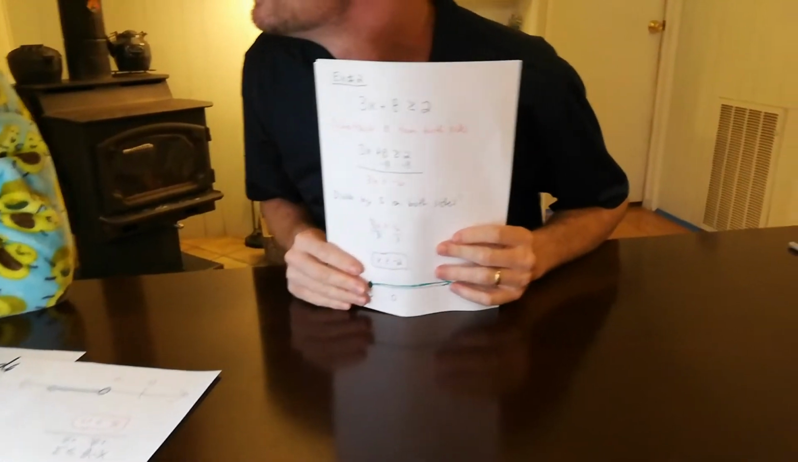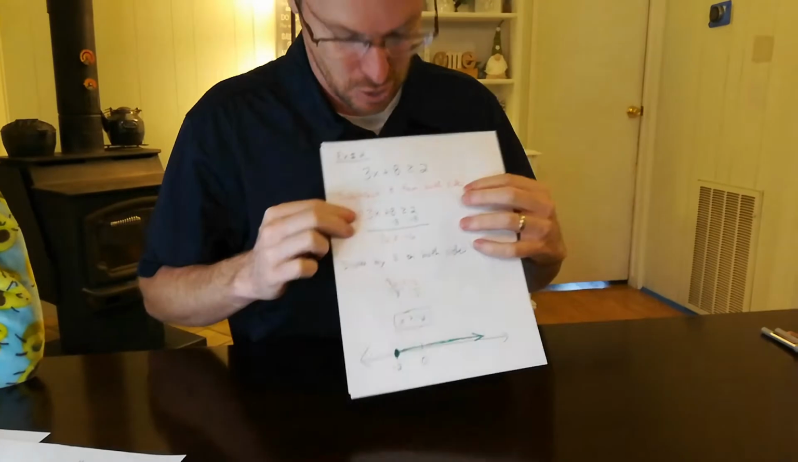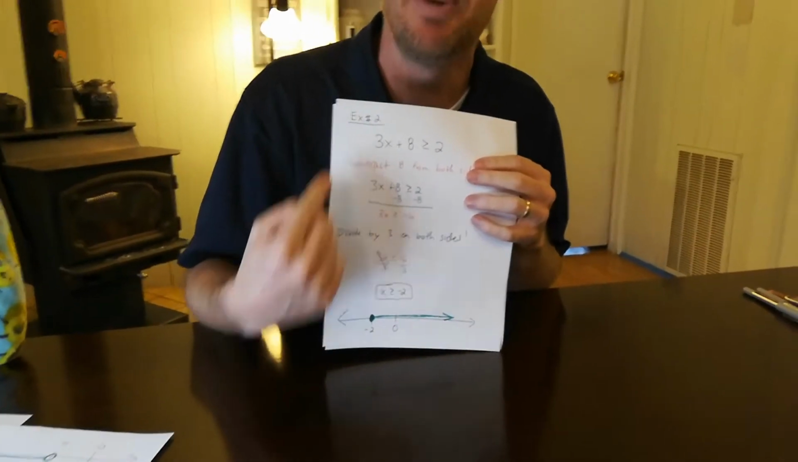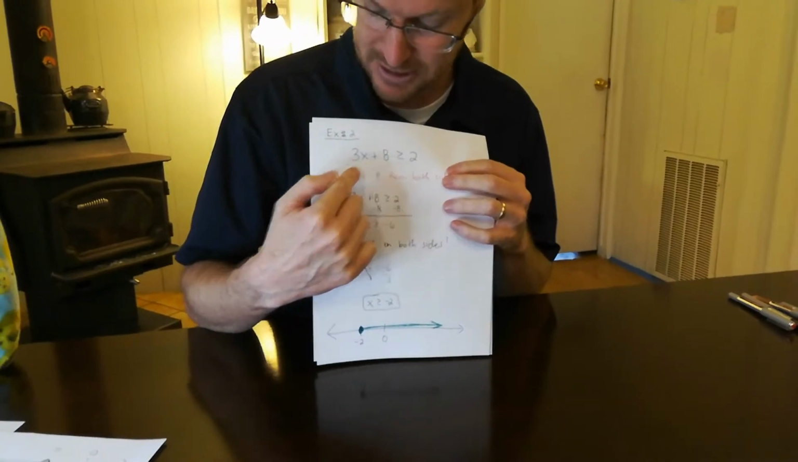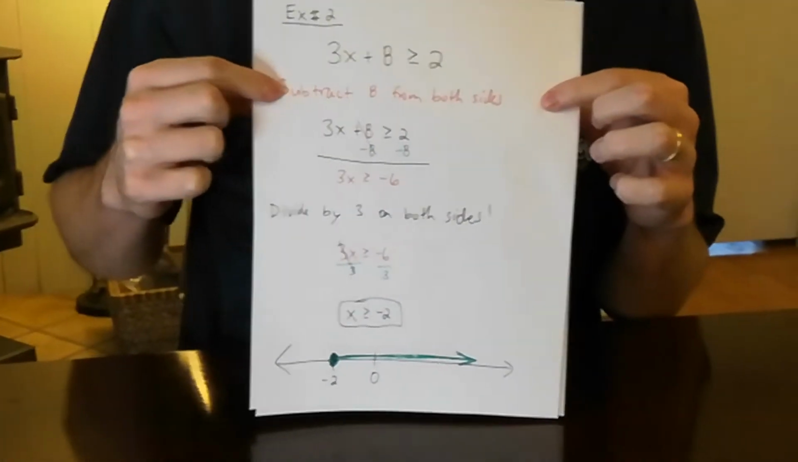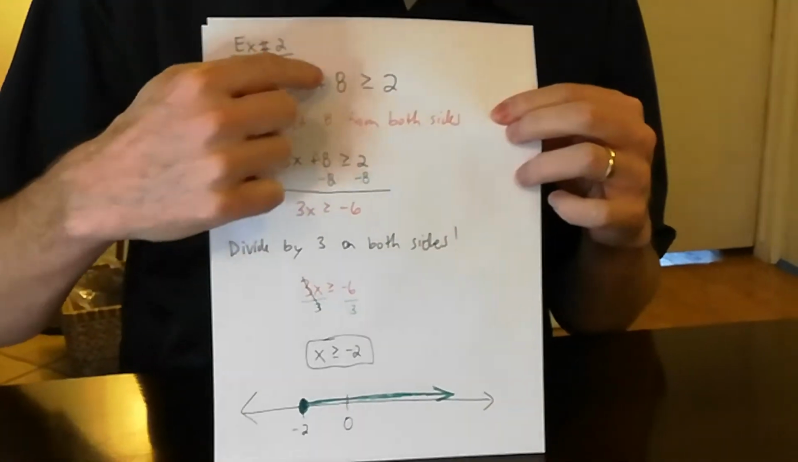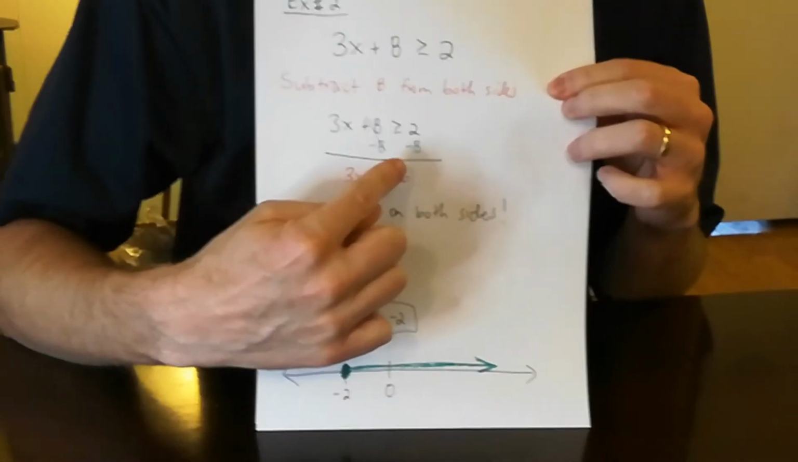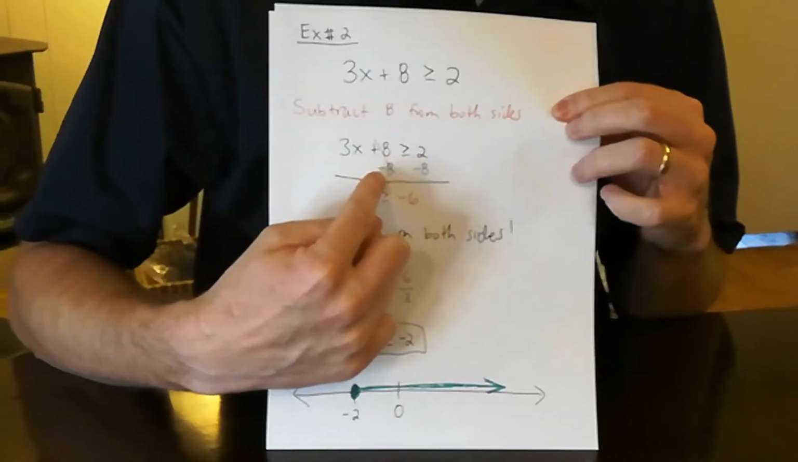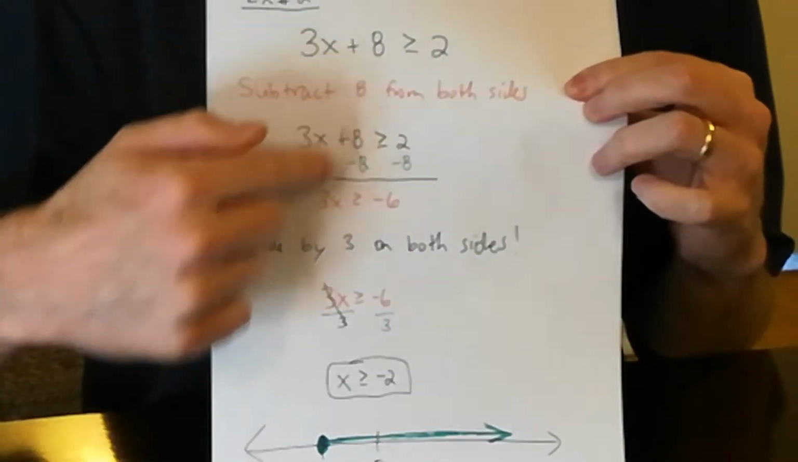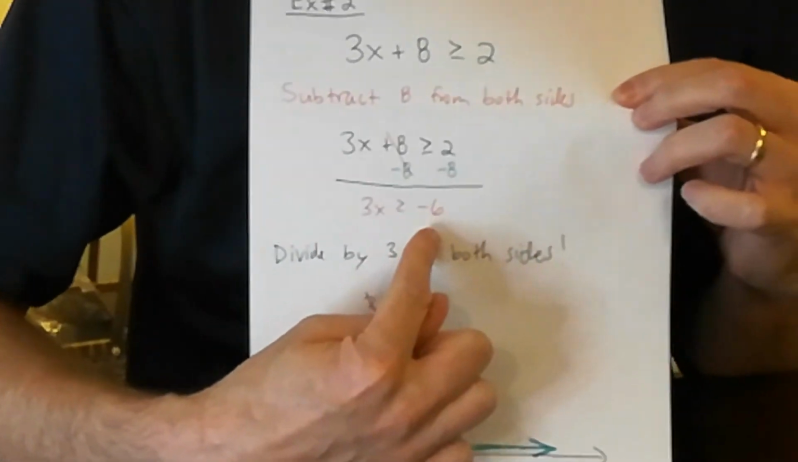Okay, so 3x plus 8 greater than or equal to 2. You got to get the x by itself, which means you have to get rid of that plus 8. So we're going to subtract 8 from both sides. Minus 8 there, minus 8 there. I did that in green. When I subtract 8 from that, it goes away. And when I subtract 8 from this, I get a negative 6.